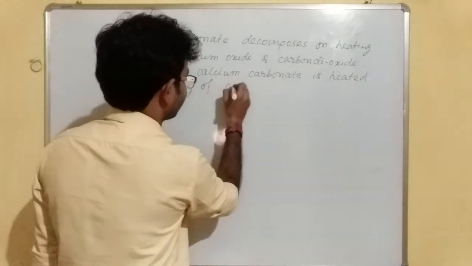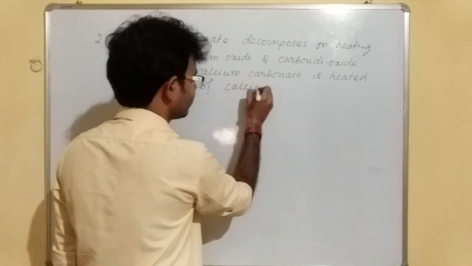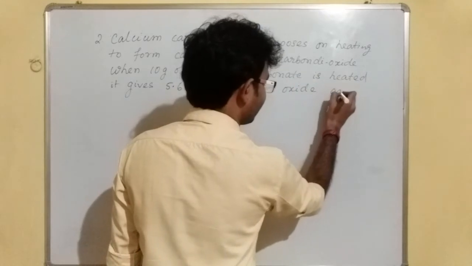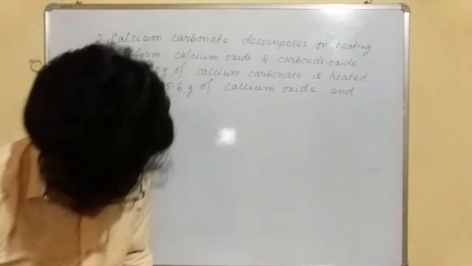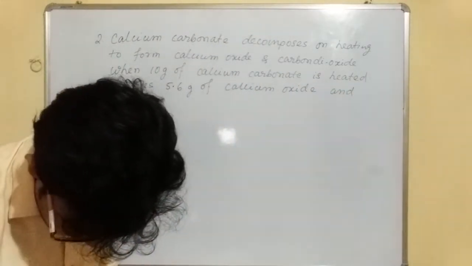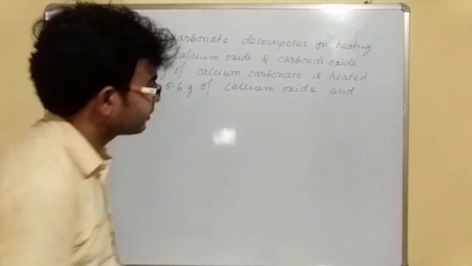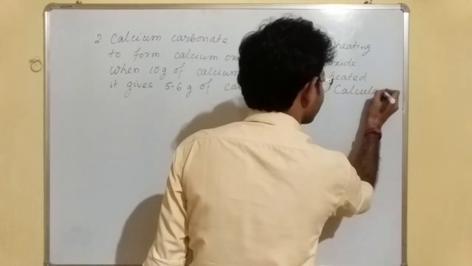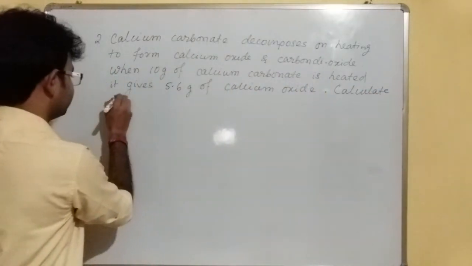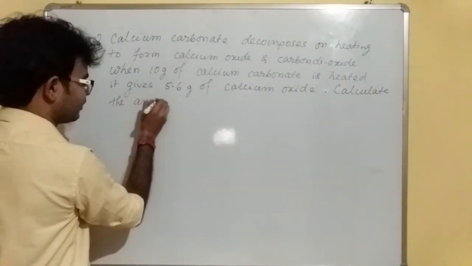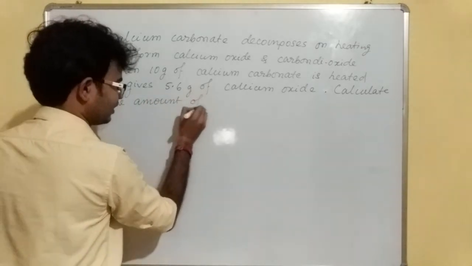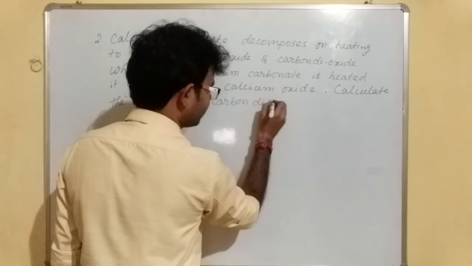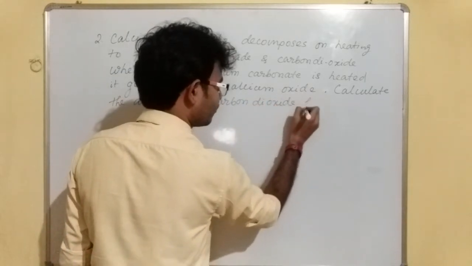5.6 gram of calcium oxide. Calculate the amount of carbon dioxide formed.